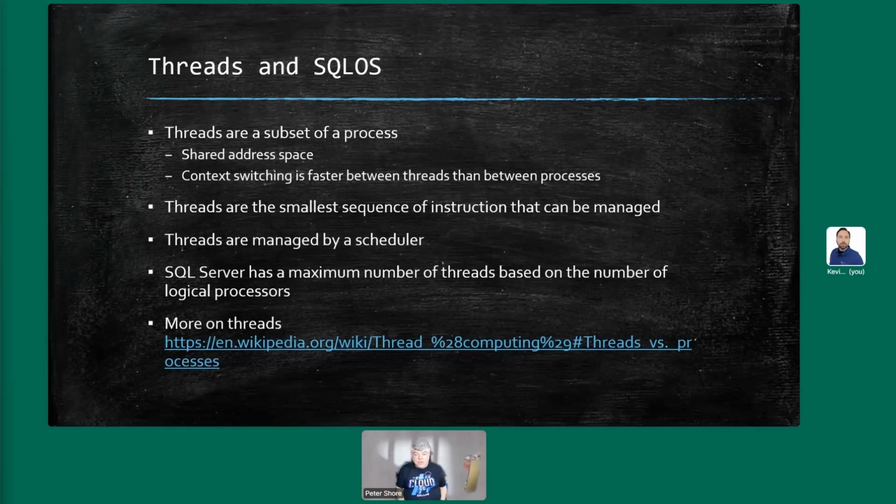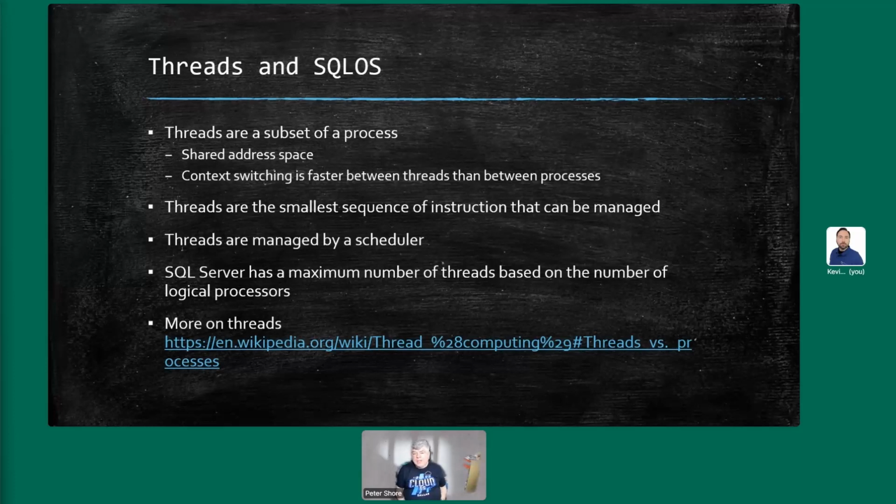That does imply that there are smaller sequences of instructions, and they're called fibers. We can't manage them. It's a trivia answer as far as I'm concerned, and I'm just nerdy enough to be into that kind of trivia, but we're not going to talk about fibers tonight other than these couple of sentences.